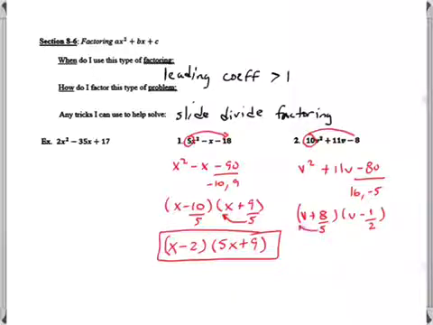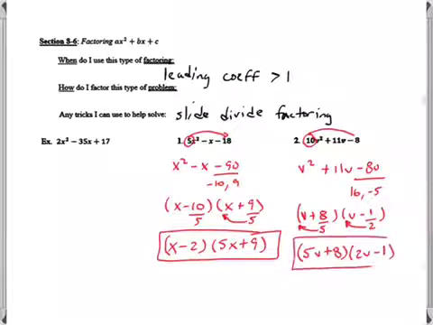And in both cases, I need to bring the denominator back out front, or bottoms up in this case. And I get 5b plus 8 times 2b minus 1. And that is our answer.